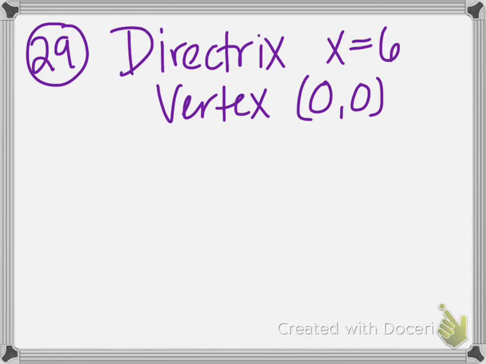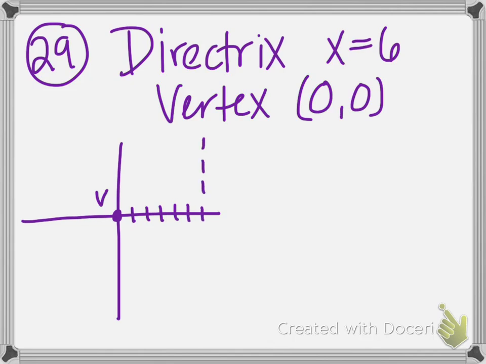Alright, for the next one, this time we're given the directrix. So I'm going to graph these just like I have the others. The vertex is still at 0, 0 in this problem, and the directrix is x equals 6. Remember, x equals problems are vertical lines. 1, 2, 3, 4, 5, 6. So we're going to have a vertical line through 6 on my x-axis.